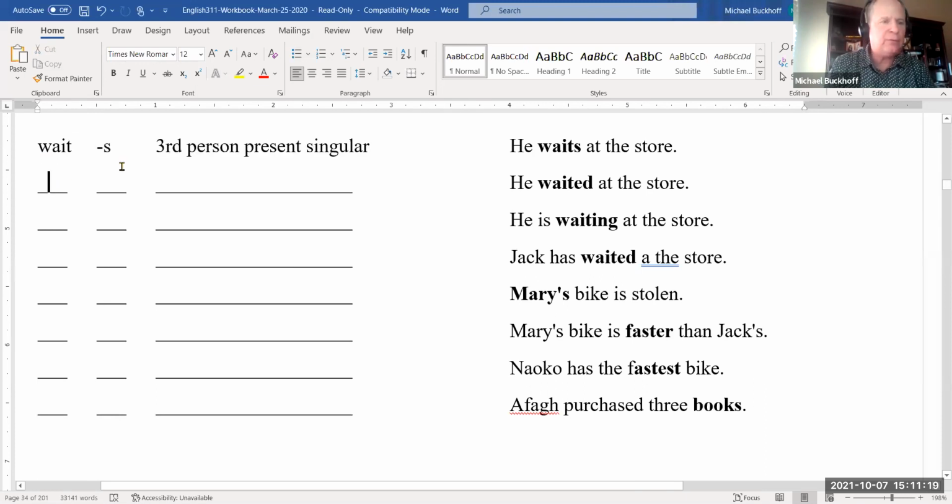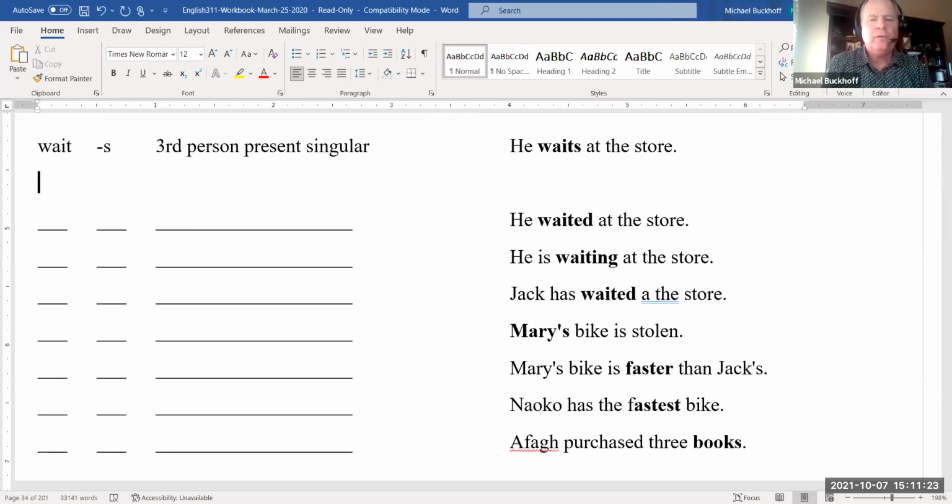So let's go to the next one. We're looking at waited. So we have wait, then we have the ED, and what is the purpose? Can somebody tell me? He waited at the store.